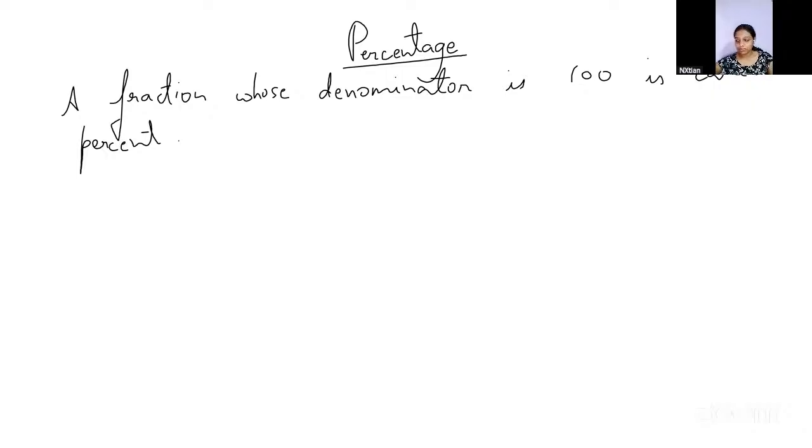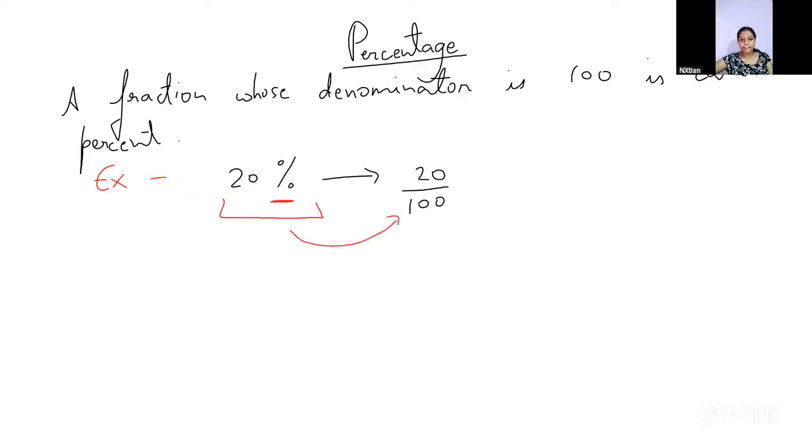Now, if you heard this thing, 20%, it will be written as 20 by 100, okay, or 10%, so 10 by 100. Percent is written as the number above and 100 below as the denominator. This percent symbol is used along with the number. If it is written like this, it means it is in the form of 20 divided by 100.